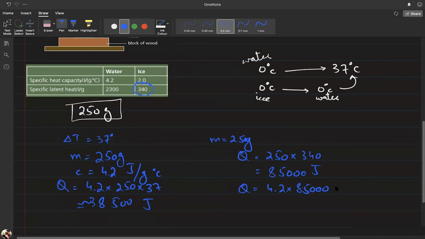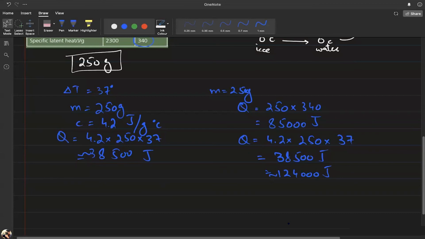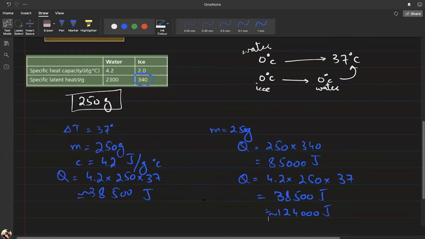That's huge. And on top of it, once it's converted to water, you have to heat it up to 37 degrees Celsius. So, sorry, not 85,000, it's 250 again, times 37, so that's again 38,500. So you have to first melt that ice, your body will do it, make it water, and then heat that water to body temperature. And yeah, you're going to spend around 24,000 joules of energy.